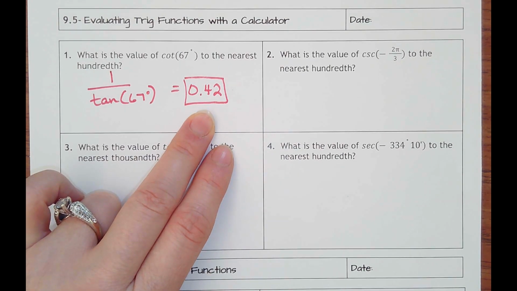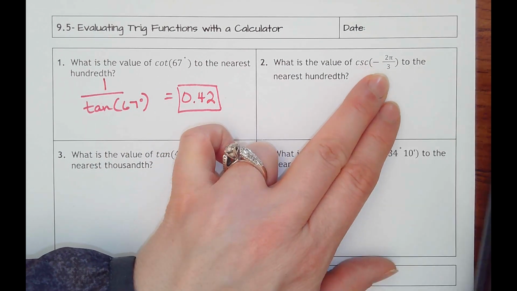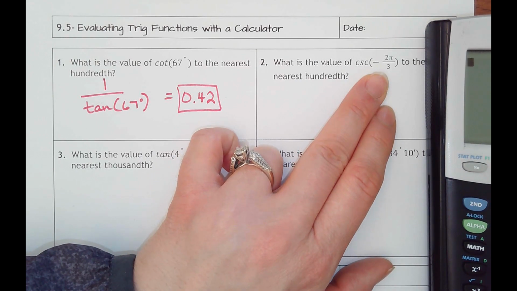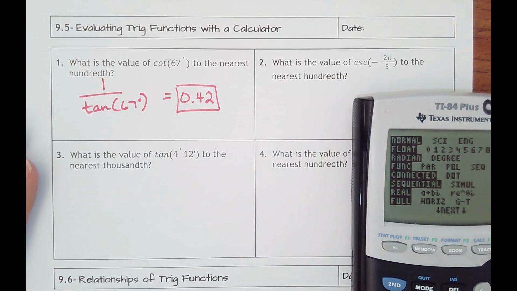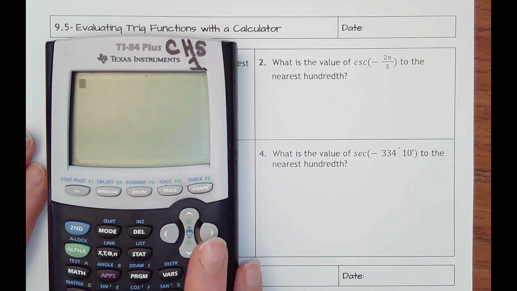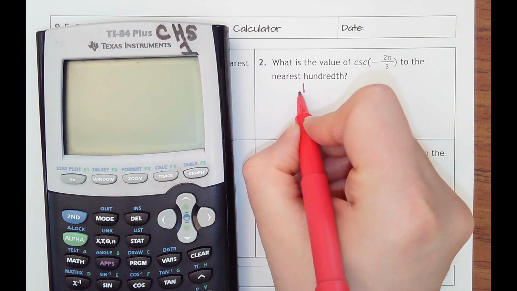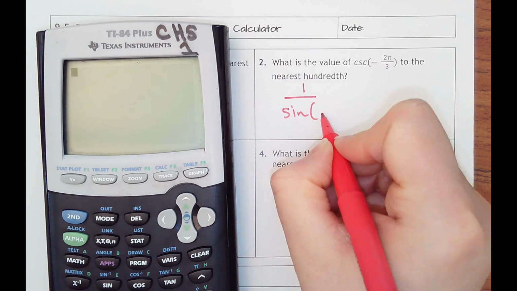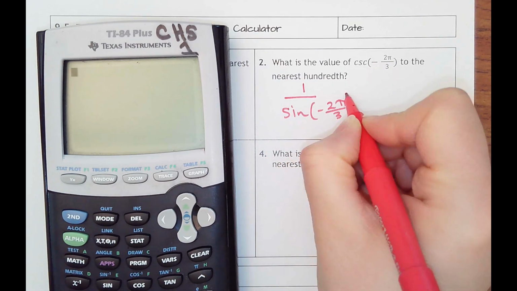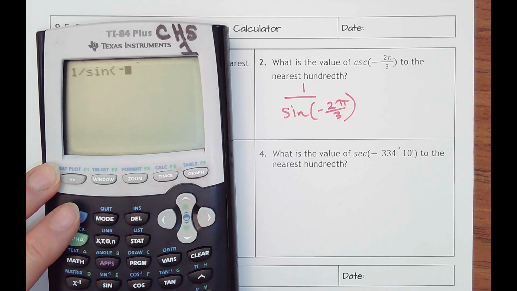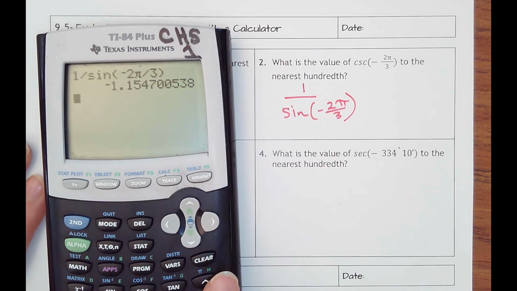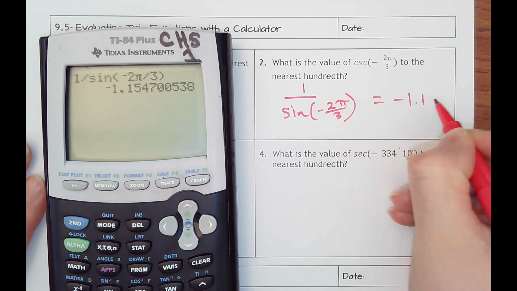All right, number 2. I know I'm going to have to change my mode back into radians, because I'm dealing with pi now. Again, I cannot do cosecant on my calculator, but I can do 1 over its reciprocal, sine, in my calculator. I do want to keep the negative in there, because that has something to do with the angle and what quadrant it falls in. Okay, and to the nearest hundredth would be negative 1.15.